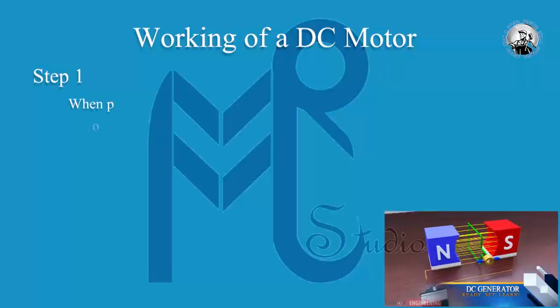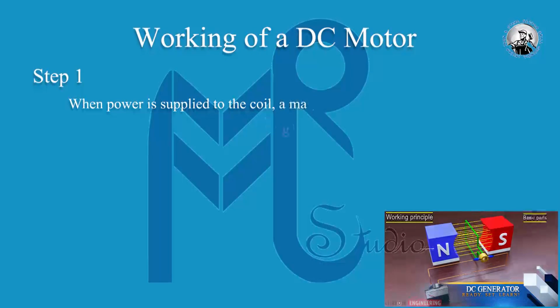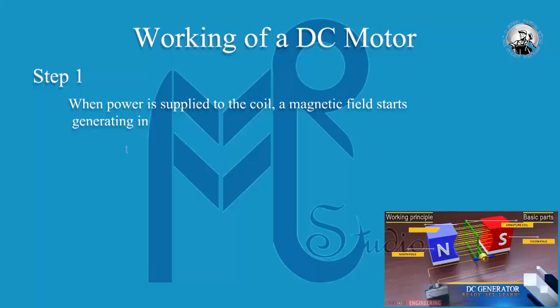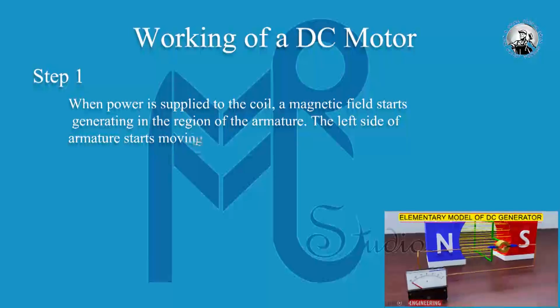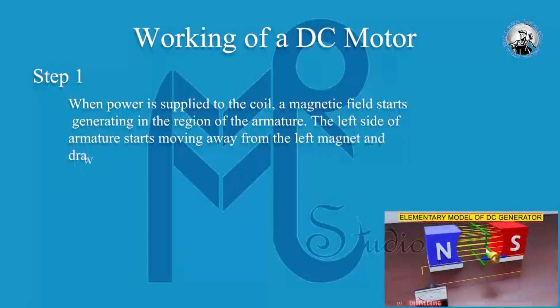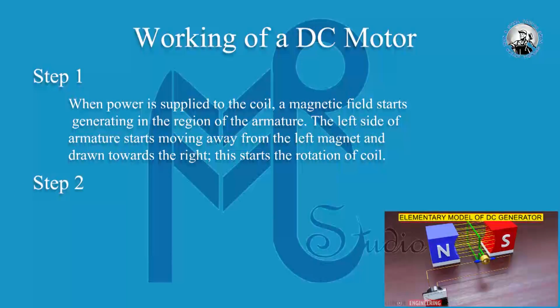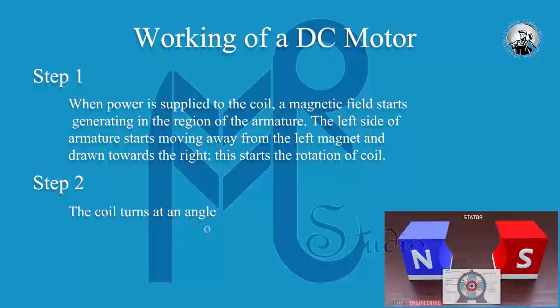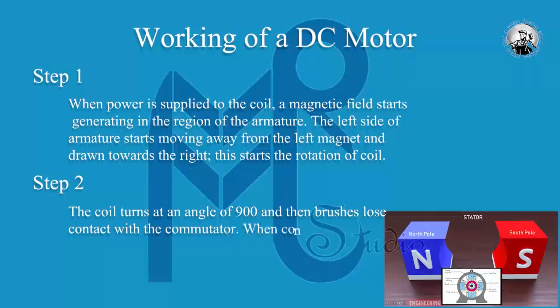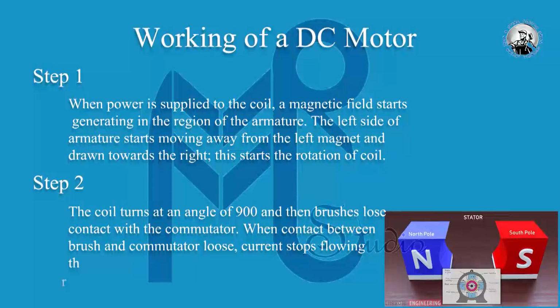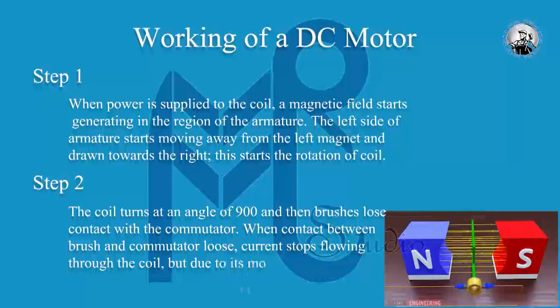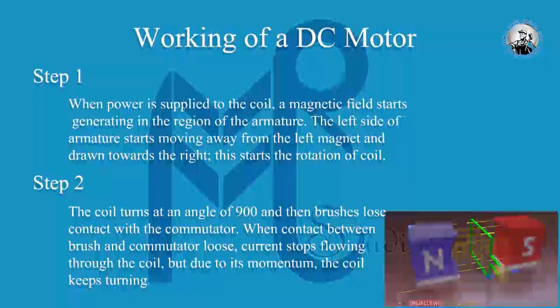Working of a DC motor. Step 1. When power is supplied to the coil, a magnetic field starts generating in the region of the armature. The left side of the armature starts moving away from the left magnet and is drawn towards the right. This starts the rotation of the coil. Step 2. The coil turns at an angle of 90 degrees and then the brushes lose contact with the commutator. When contact between the brush and commutator is lost, current stops flowing through the coil, but due to its momentum, the coil keeps turning.